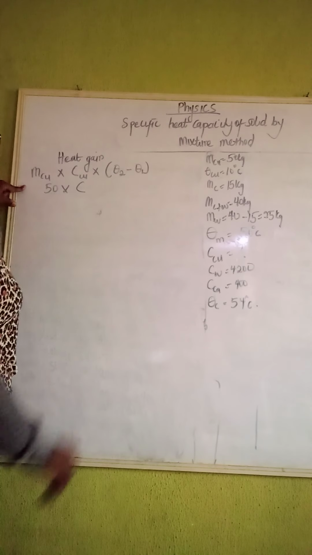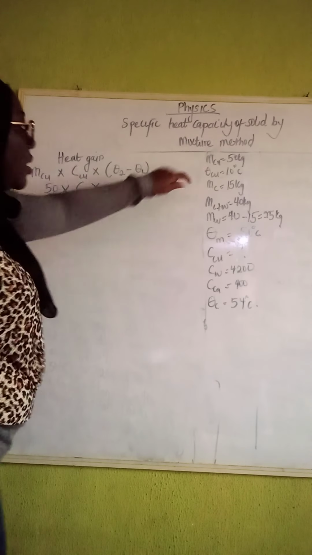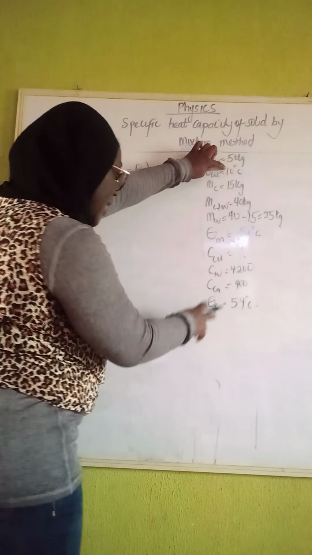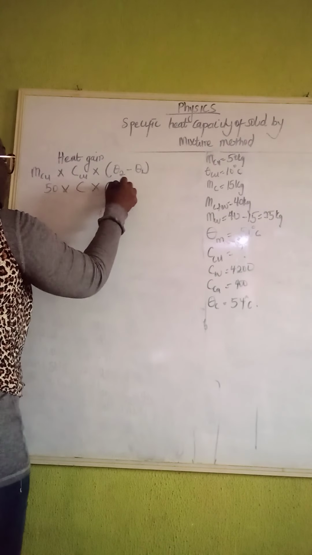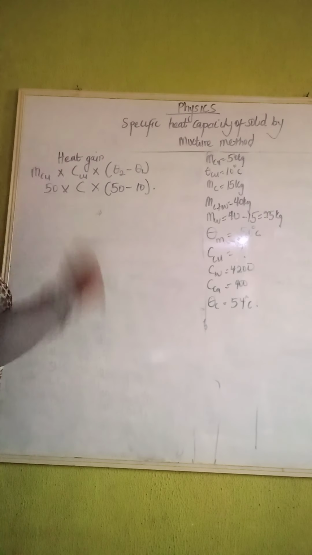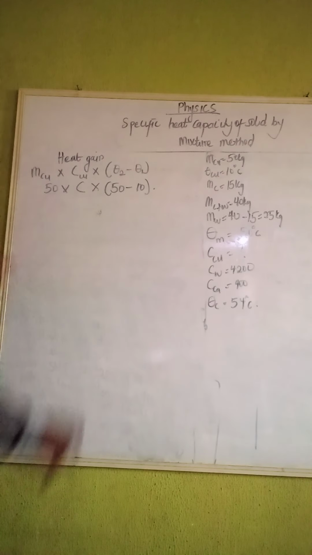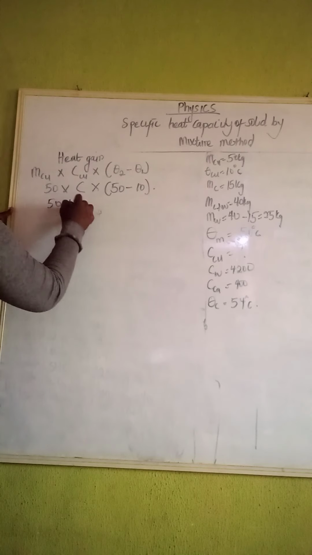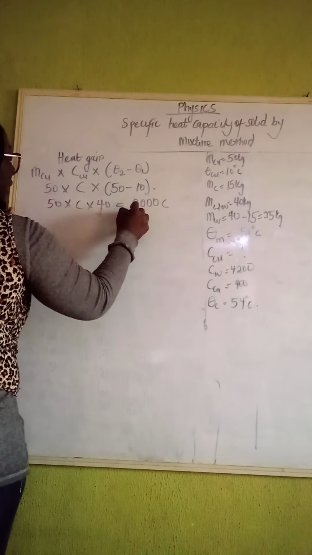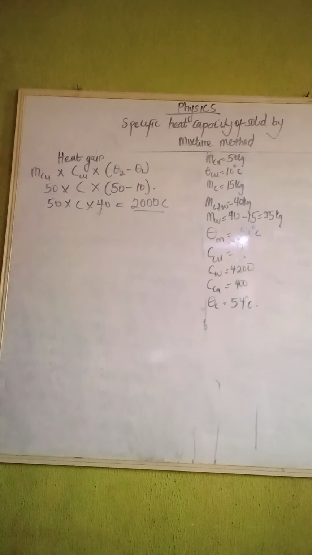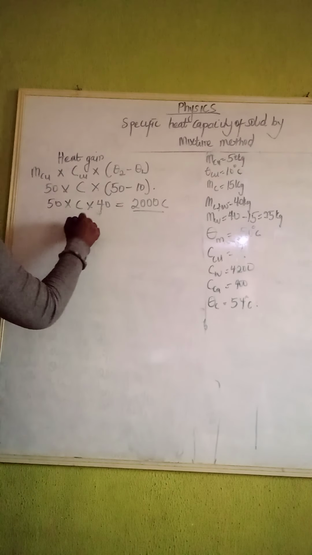So just write C. Now what is the change in temperature? Copper started with 10 and ended up having, where is the mixture? 50. So that will be 50 minus 10. So now here we have 50 times C times 40. So we have 2000 C here. Is that okay?